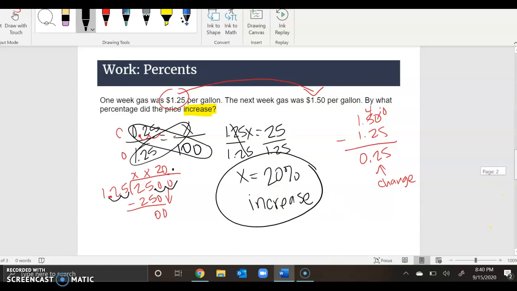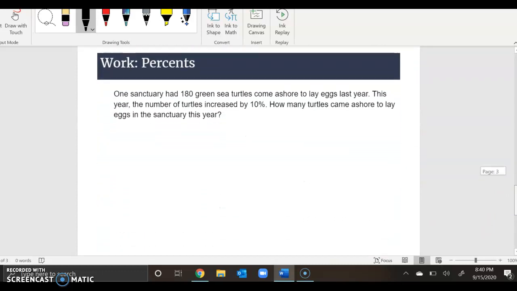Okay, and then our last question from the lesson. One sanctuary had 180 green sea turtles come ashore to lay eggs last year. This year, the number of turtles increased by 10%. How many turtles came ashore to lay eggs in the sanctuary this year? So again, we're going to have a percent proportion. 100 goes in the bottom.